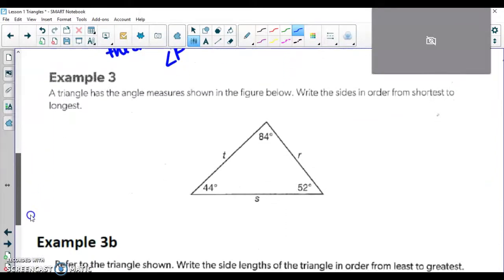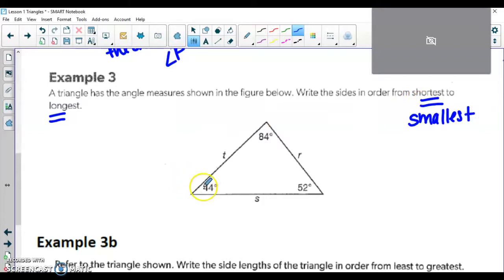Taking a look at example 3, the angle measures are shown here. Smallest side, smallest angle. Big side, big angle. It's the easiest way to remember it. Write the sides in order from shortest to longest. So to get the shortest side, we need the smallest angle.